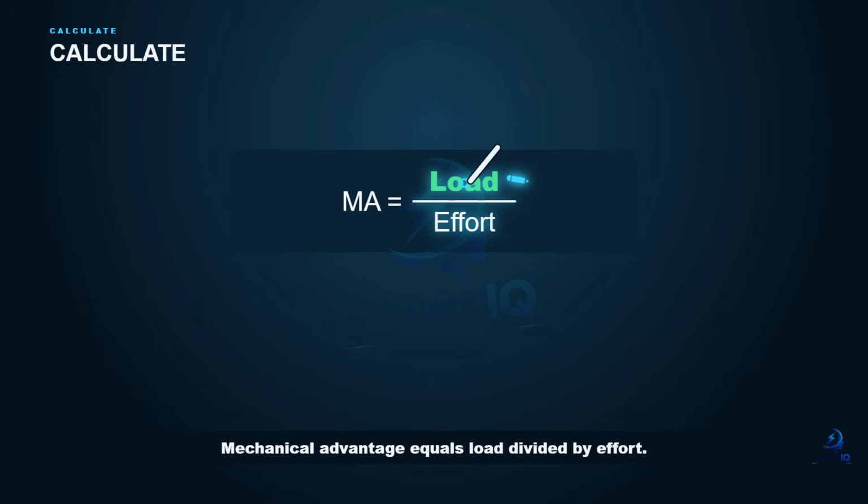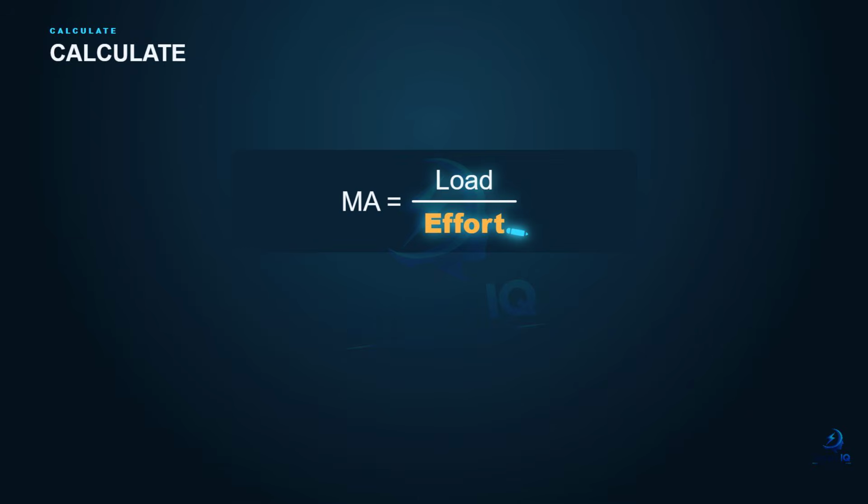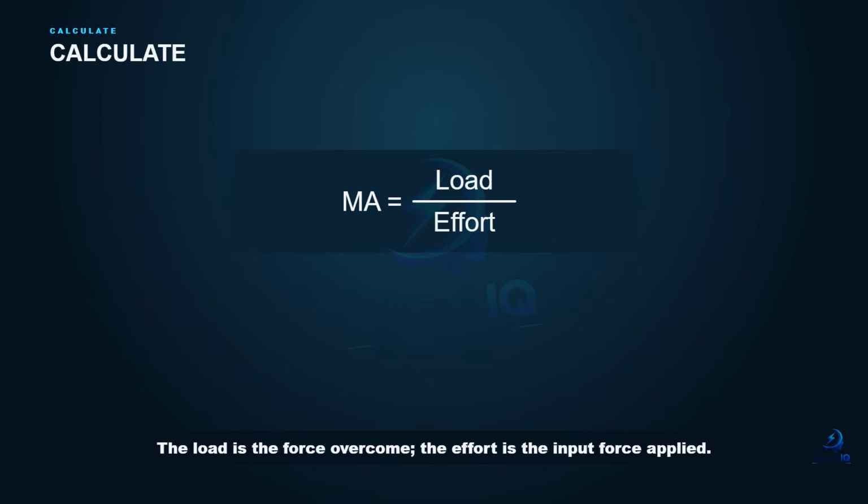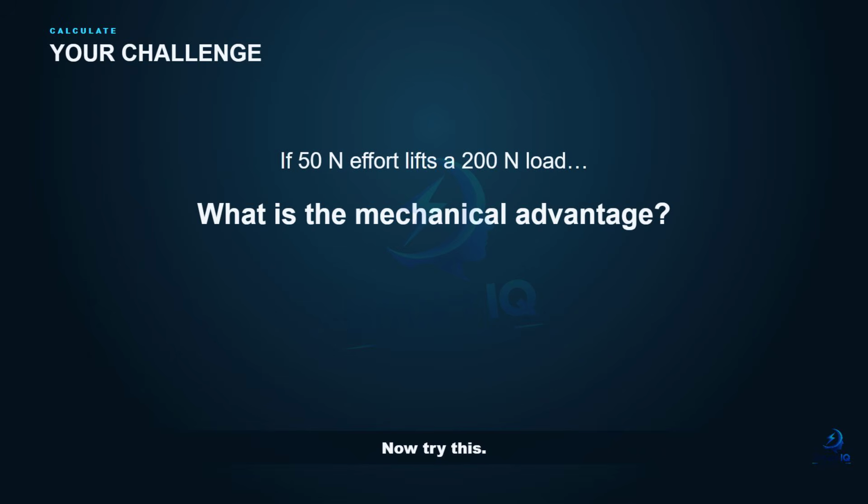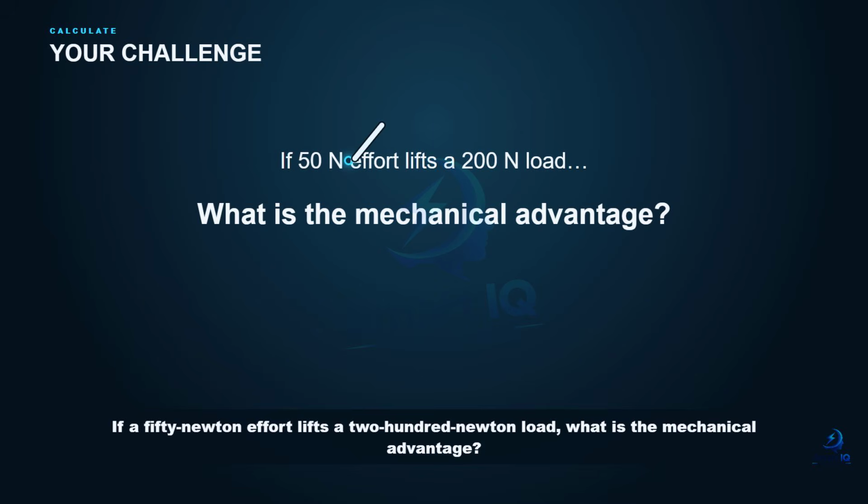Mechanical advantage equals load divided by effort. The load is the force overcome. The effort is the input force applied. Now try this. If a 50-Newton effort lifts a 200-Newton load, what is the mechanical advantage?